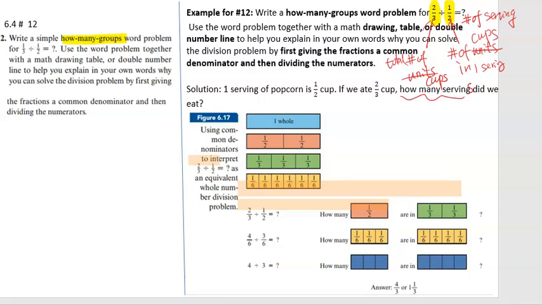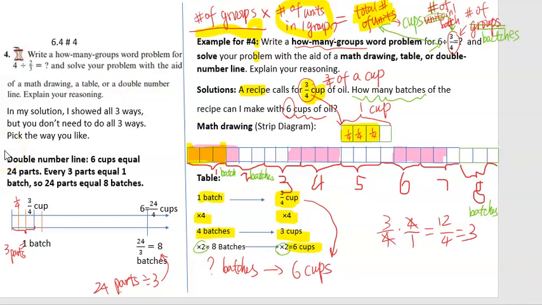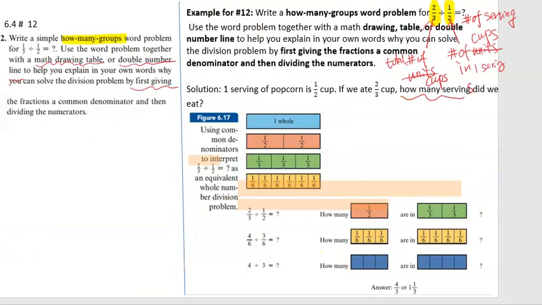Next, we want to solve the problem by one of either a math drawing, table, or double number line. In this case, they didn't ask us to use the table method because the table method doesn't really show the parts. And notice that in the drawing method, you will see the parts, except the one is in like a box, the other is just a line. So we want you to do one of these two methods by first giving the fractions a common denominator and then dividing the numerators.